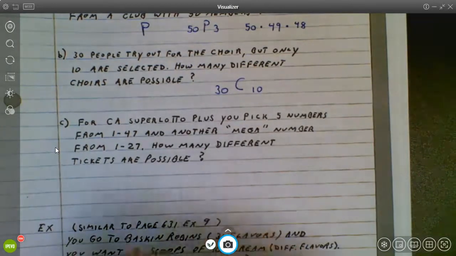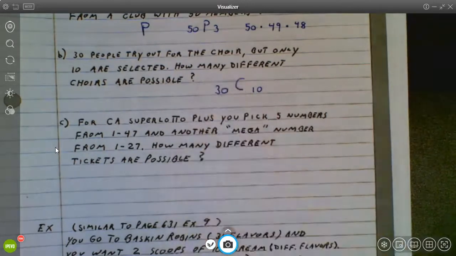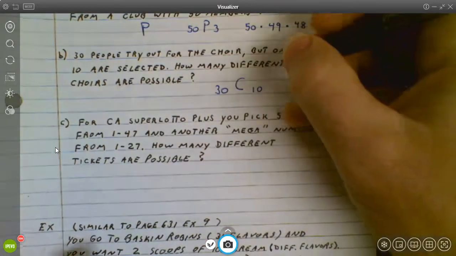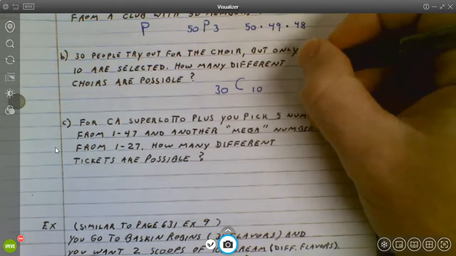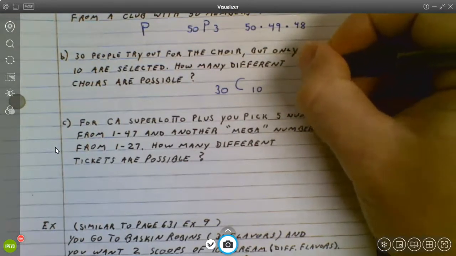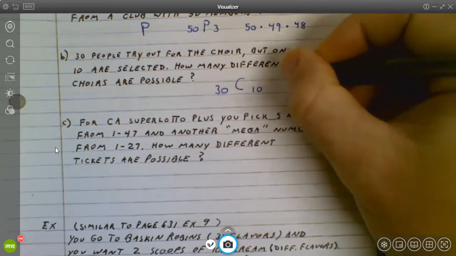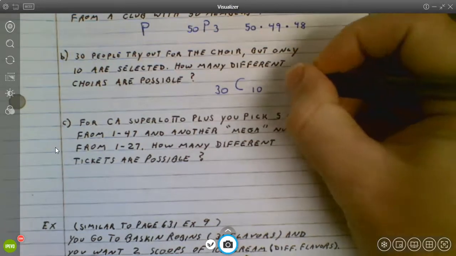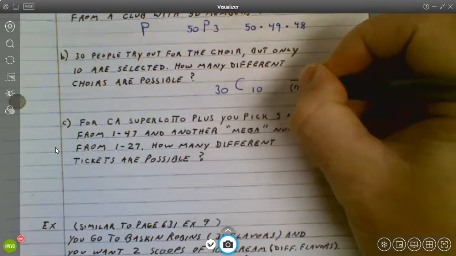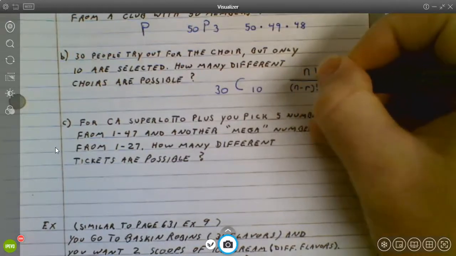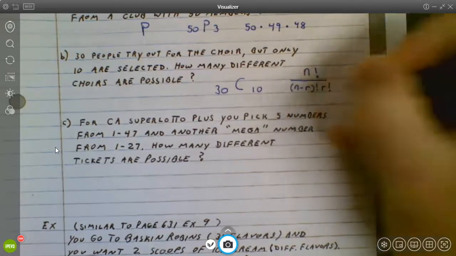Let's go on to part C here. There's a formula for this. I'll just throw it into your notes right here. Looks a lot like the permutation with one minor twist to it. It would be n factorial over n minus r factorial times r factorial.